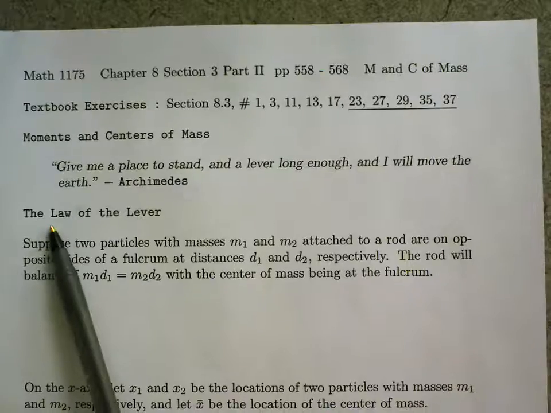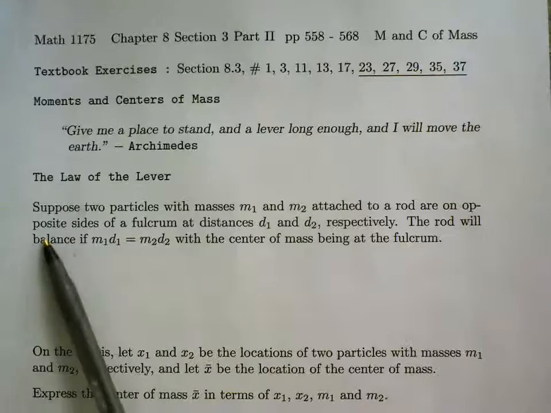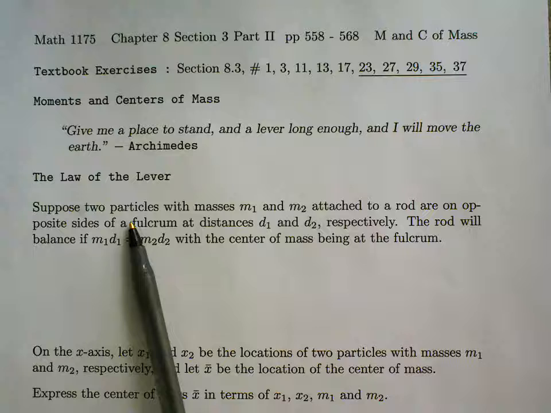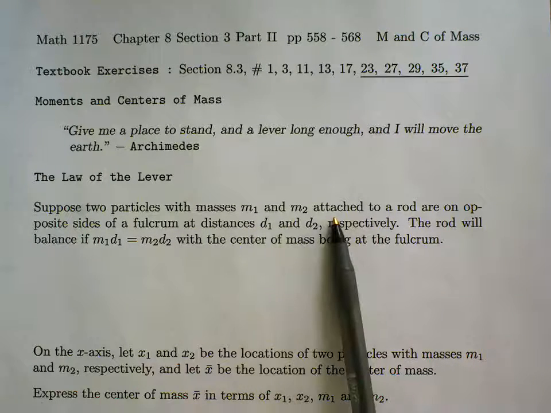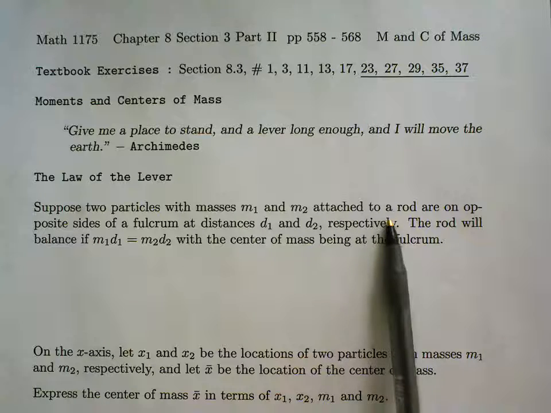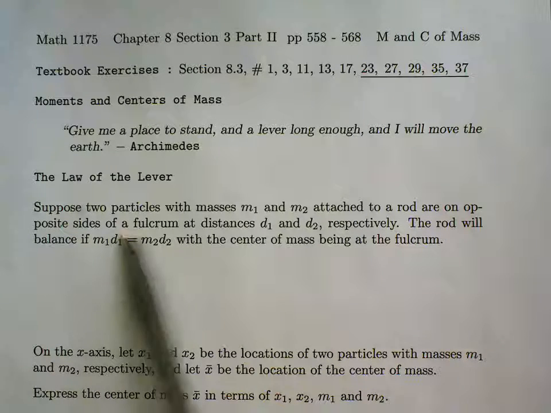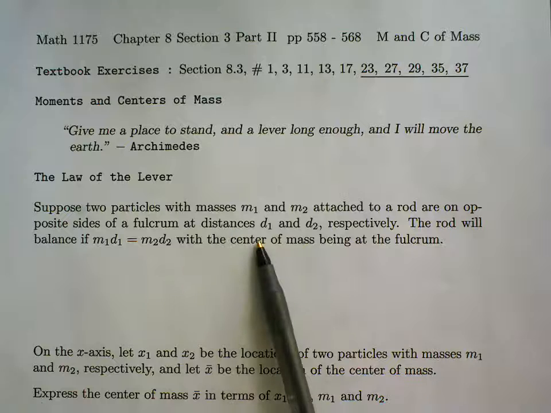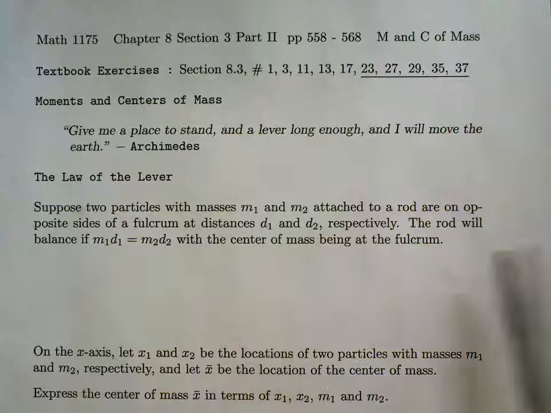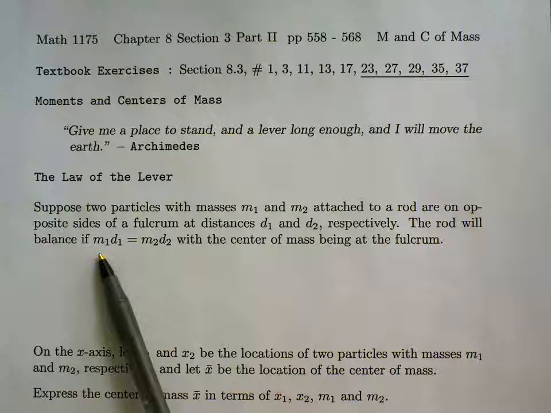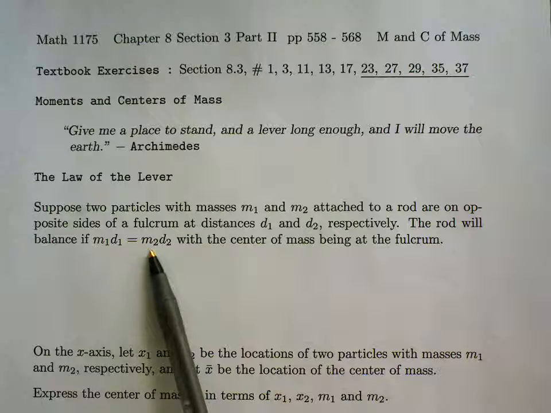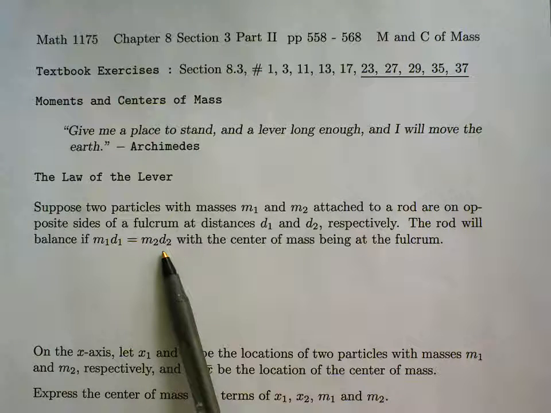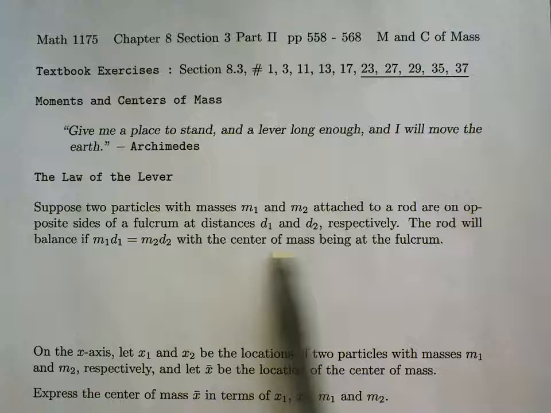So here's the law of the lever. Suppose two particles with masses m1 and m2 are attached to a rod on opposite sides of a fulcrum at distances d1 and d2 respectively. The rod will balance if the mass m1 times the distance d1 is equal to the mass m2 times the distance d2, with the center of mass being at the fulcrum.